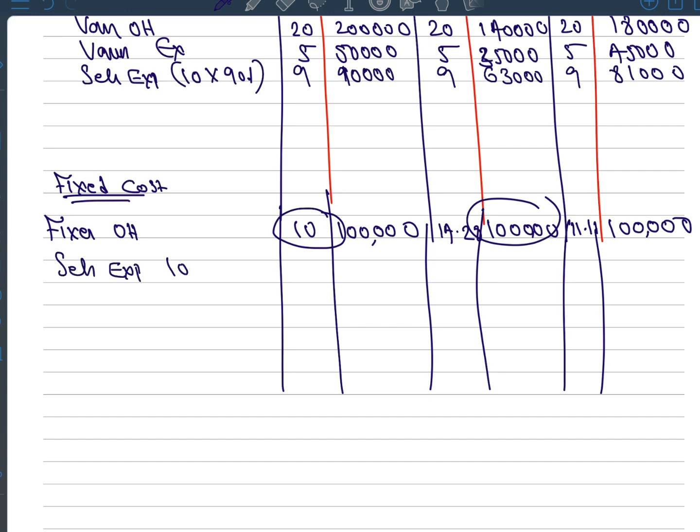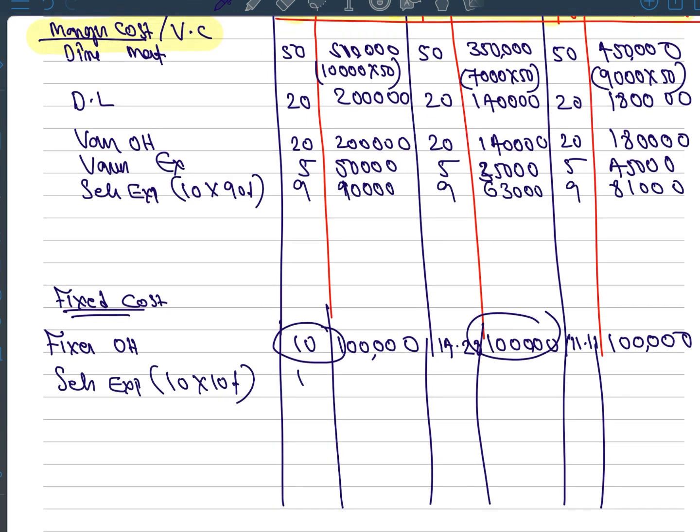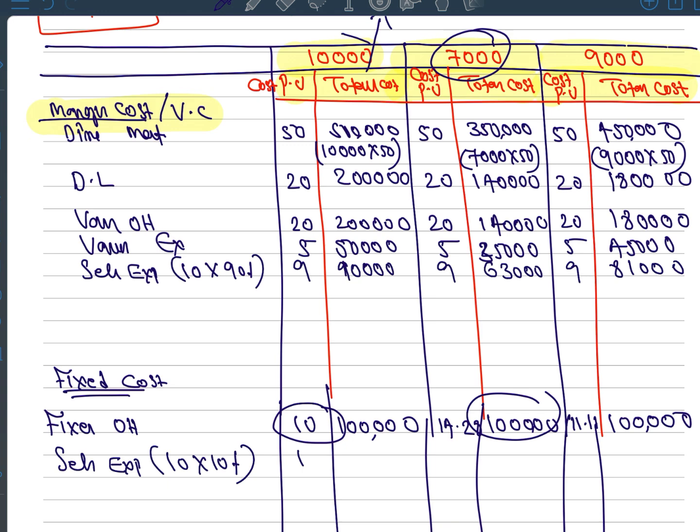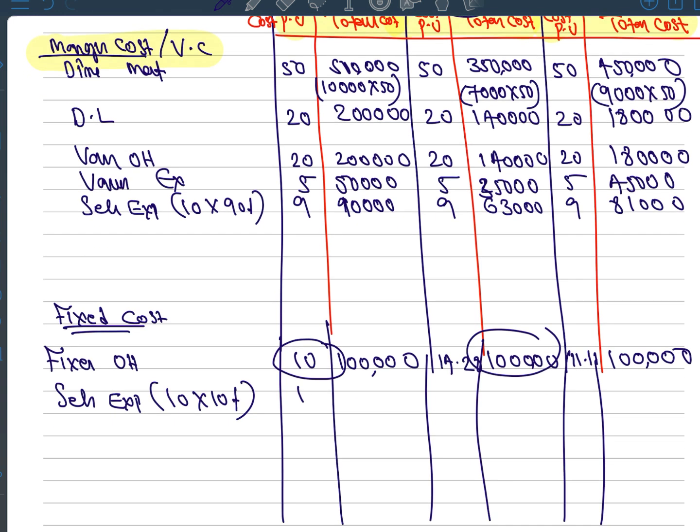How much? 10 into 10%, it will come 1. Here is the most tricky calculation. First, we are going to fill the 10,000 unit total selling expense. It will come 1 into 10,000. How much? 10,000. Very nice.